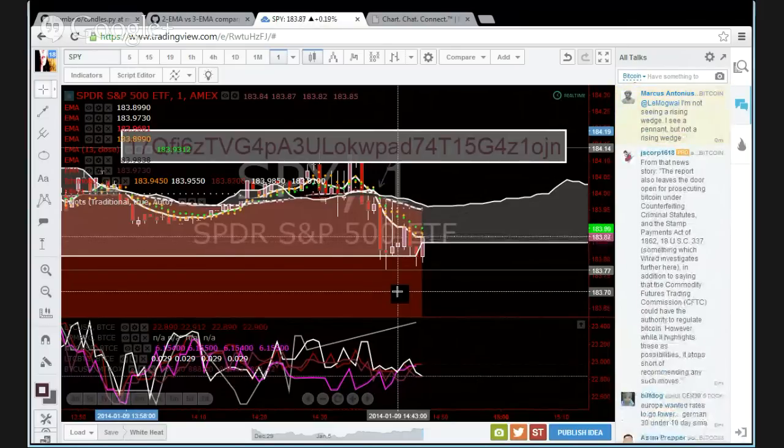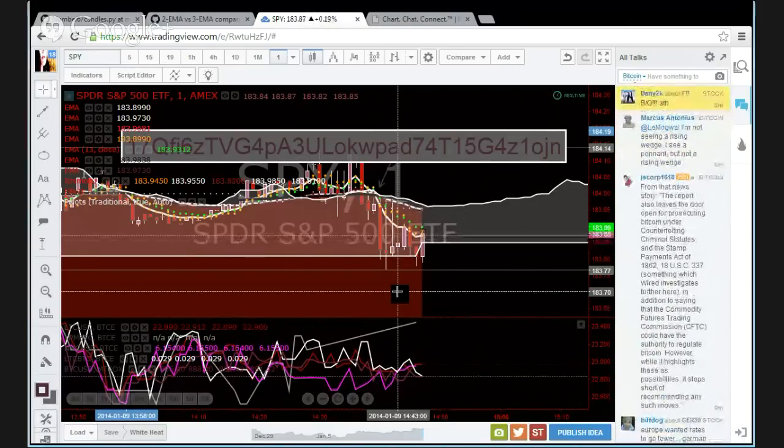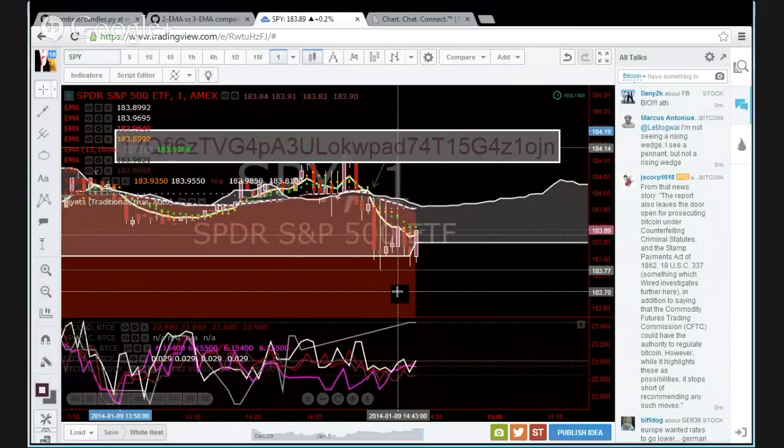So J Scorp saying, from the news story, the report also leaves the door open for prosecuting Bitcoin under counterfeiting criminal statutes in the Stamp Payments Act, something which Wired investigates further here, etc., etc. Lemegle, I'm not seeing rising wedge.